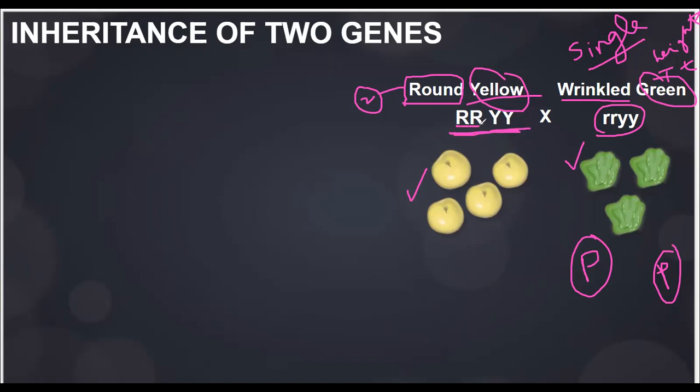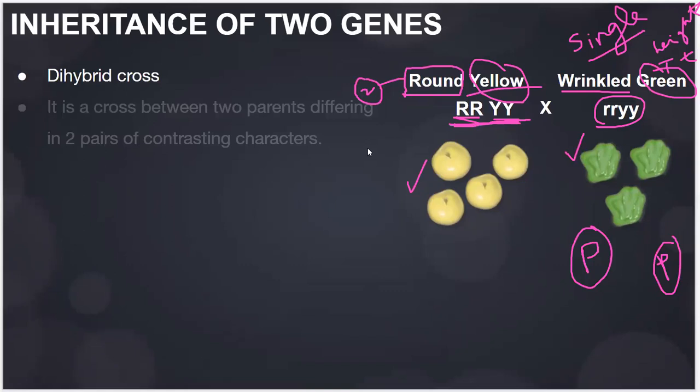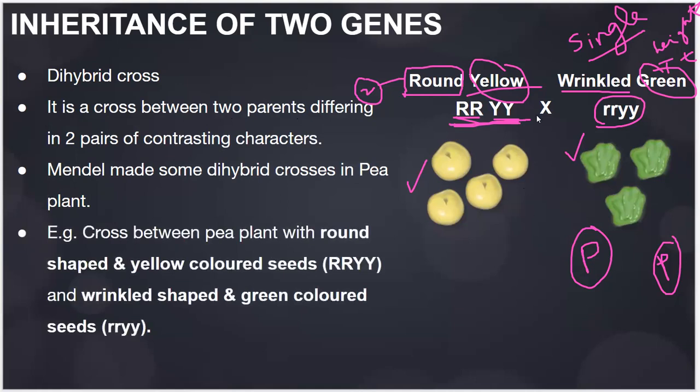And why two? Because we know that for any gene the alleles will exist in pairs. That is why two capital R, two capital Y for round and yellow, and two small r, two small y for wrinkled and green. So in a dihybrid cross, we are considering two genes at a time. It's a cross between two parents differing in two pairs of contrasting characters. Mendel made some dihybrid crosses in pea plants. Here is the example: he took the yellow round seeds as one parent and the wrinkled and green seeds as another parent.